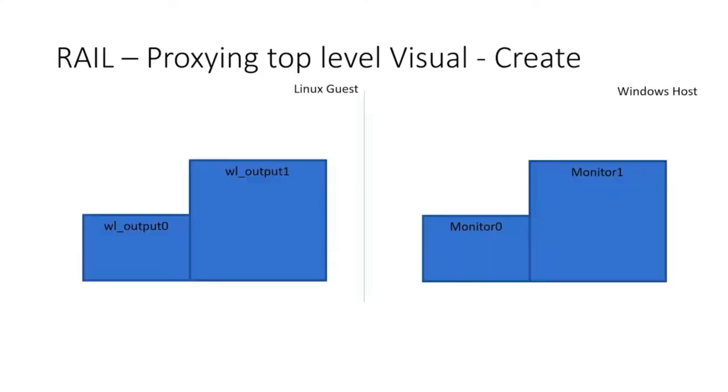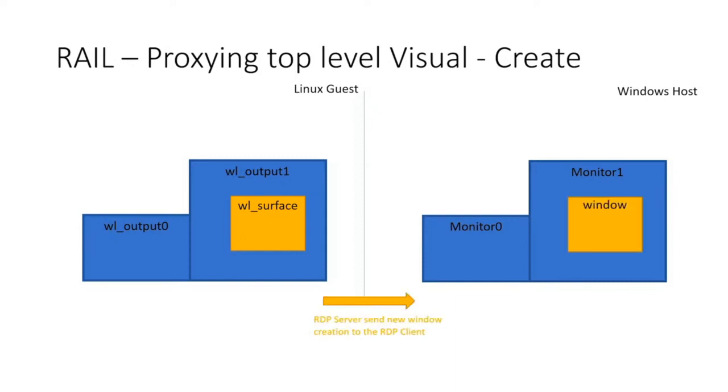So whenever you have, for example, a visual that gets created, say a surface, a wl_surface in Wayland, over the RDP connection we basically go and ask the RDP client, hey, can you go create a window of this size at this location? And then whenever there's an update, so if there's an area of the surface that gets damaged, that damaged area basically gets sent over.